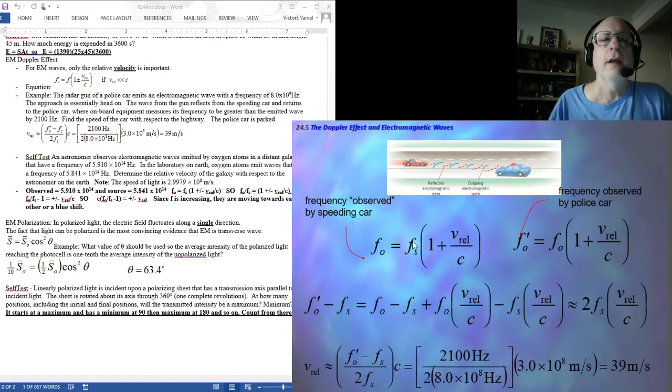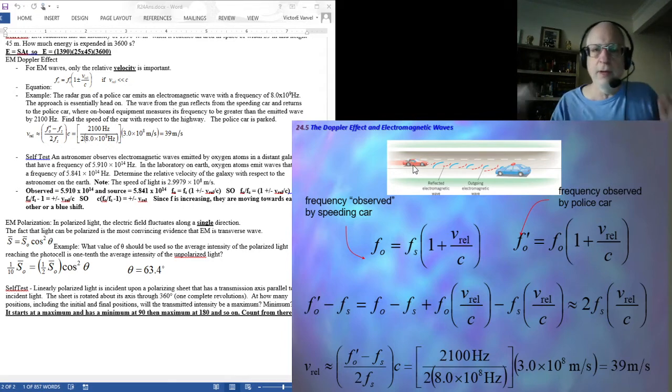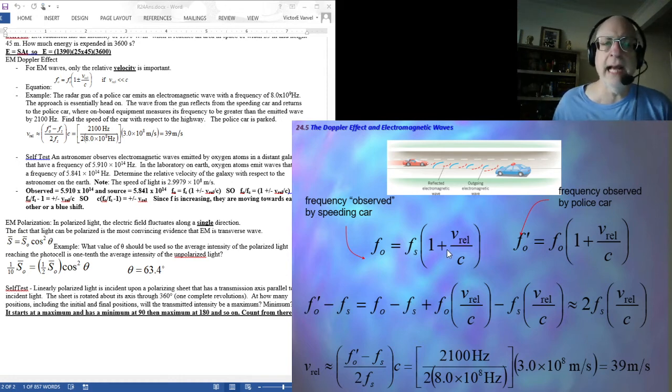First of all, the frequency of the source is the source leaving the police car. Frequency observed is what the red car is picking up on. And since they're moving towards each other, we're going to use this plus, okay? Basically, their velocities are being added together. So I add the relative velocity divided by the speed of light. Now that gives me a new frequency.